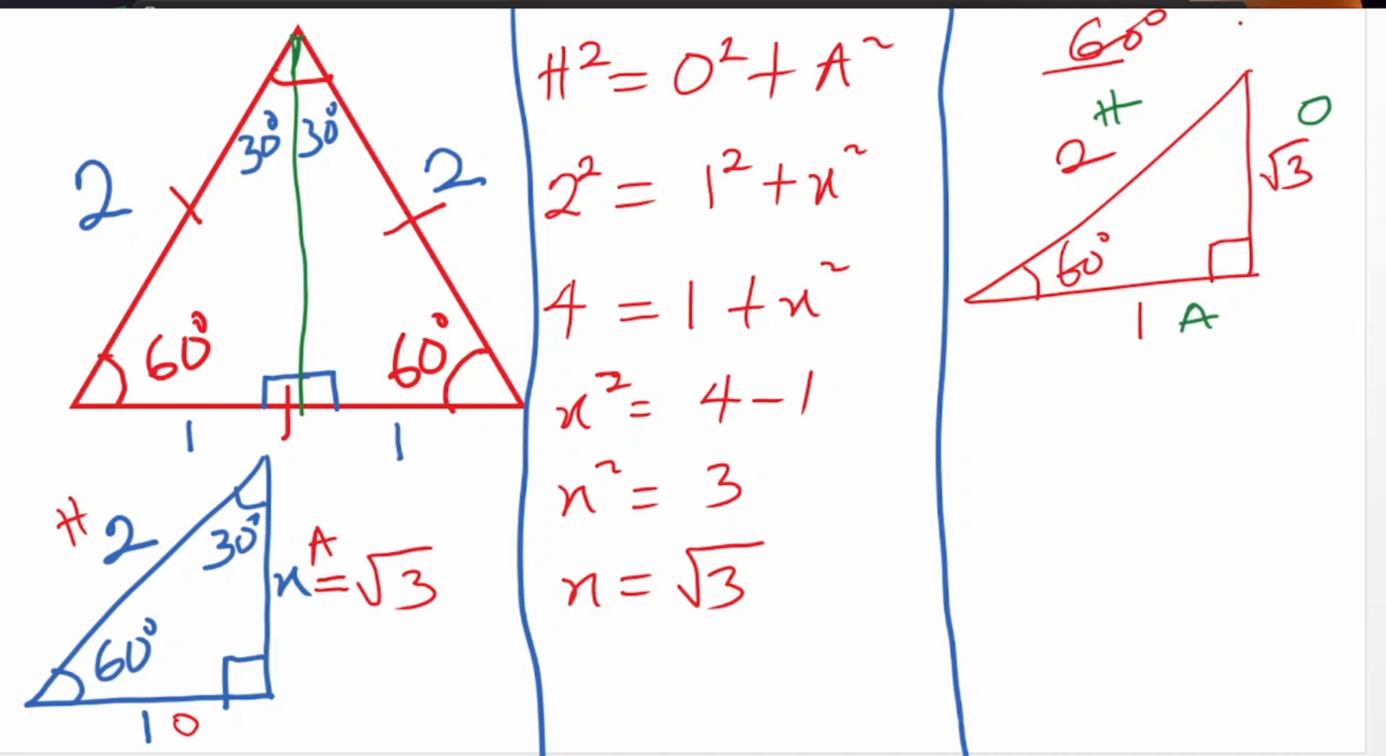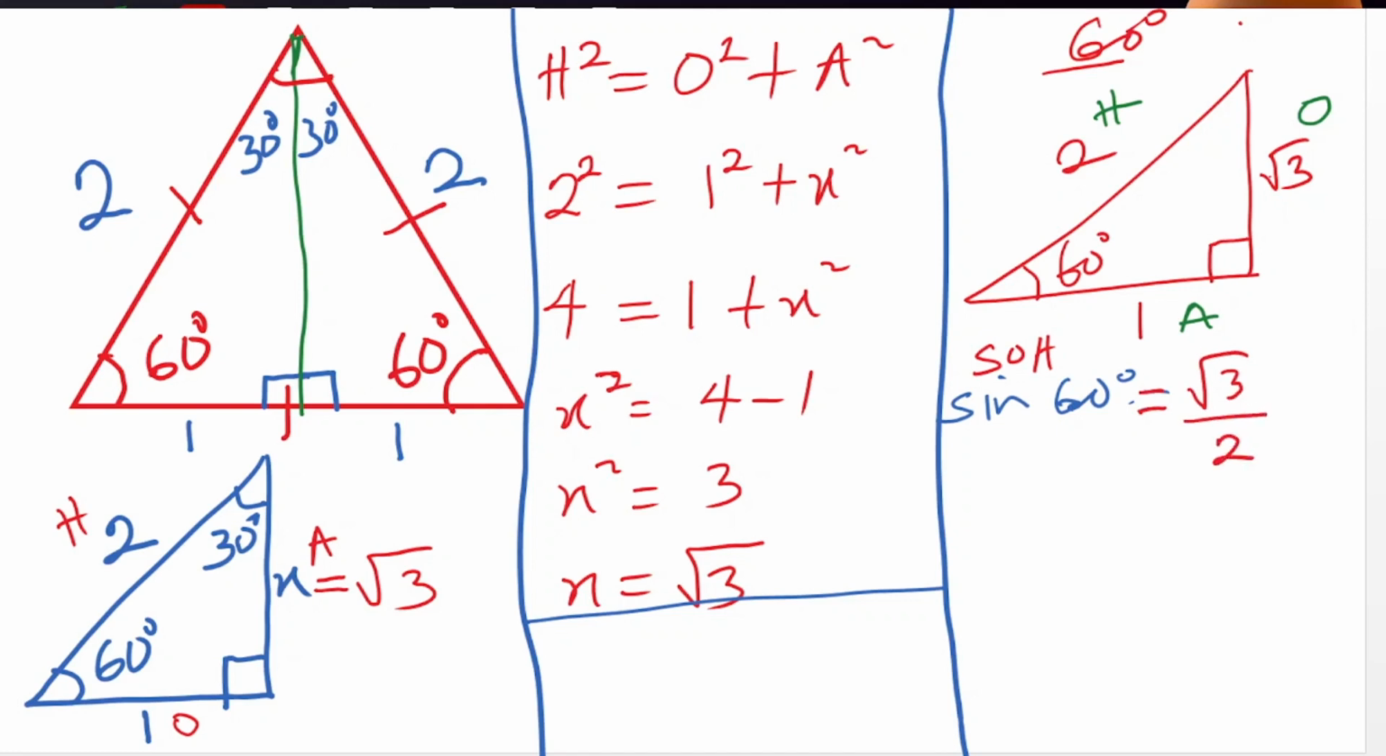So let's now go into sine 60 degrees. Sine 60 degrees, which is SOH. That means I'm going to have opposite over hypotenuse. What is the opposite here? Root 3 over hypotenuse, that is 2. I hope that is very clear. Then we move to the next one, which is cos 60 degrees.